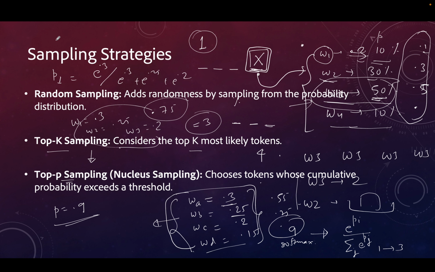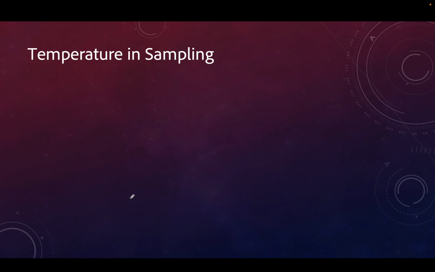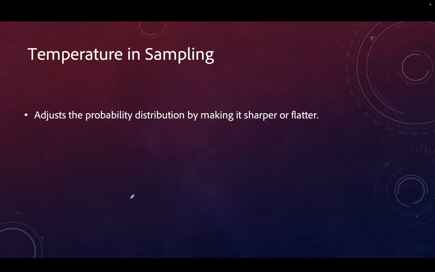Similarly, P2 will become e^0.25 divided by the same value. This denominator will remain the same. So similarly P3. So if you sum P1, P2, P3, it will get 1. So what temperature does is that it adjusts the probability distribution by making it sharper or flatter. So let's say it was like this. So this was for W1. Let's say this is W2 and W3.